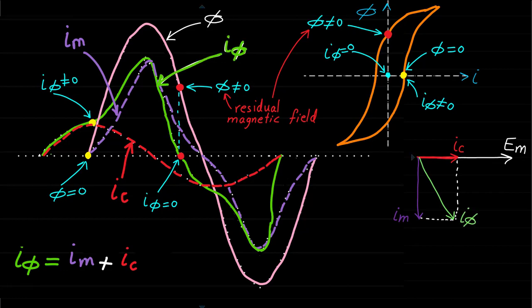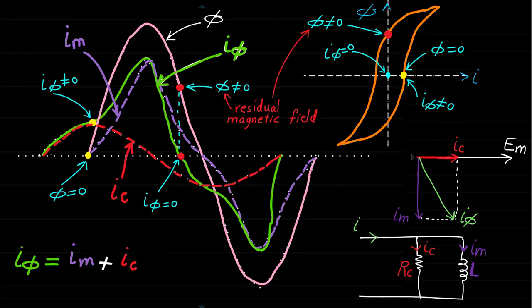Now, since the current Ic that represents the loss is in phase with the voltage, the equivalent circuit of this part can be modeled as resistance Rc. Also, since the current Im is lagging the voltage by 90 degrees, the equivalent circuit of this part can be modeled as inductance. Therefore, the total equivalent circuit that represents nonlinear BH curve with hysteresis loss is basically a resistance in parallel with inductance as shown.